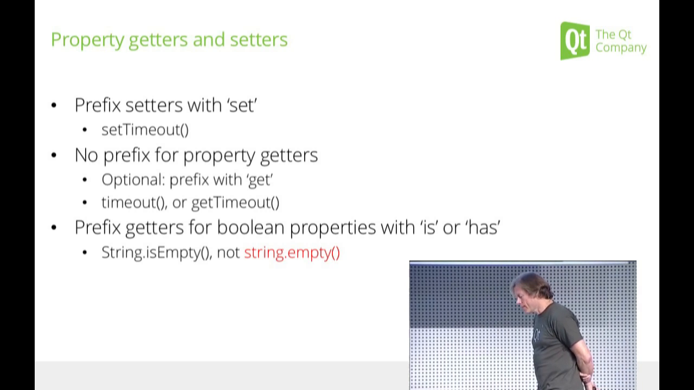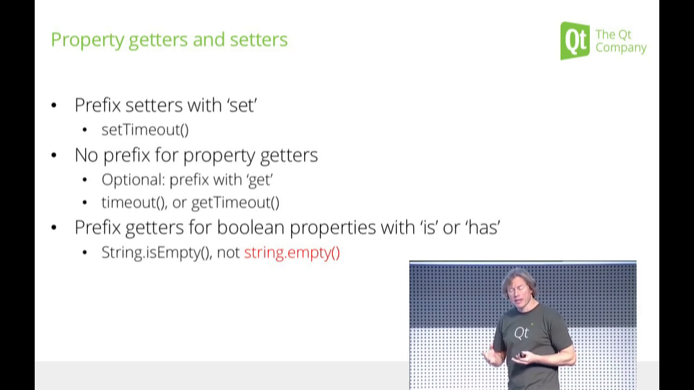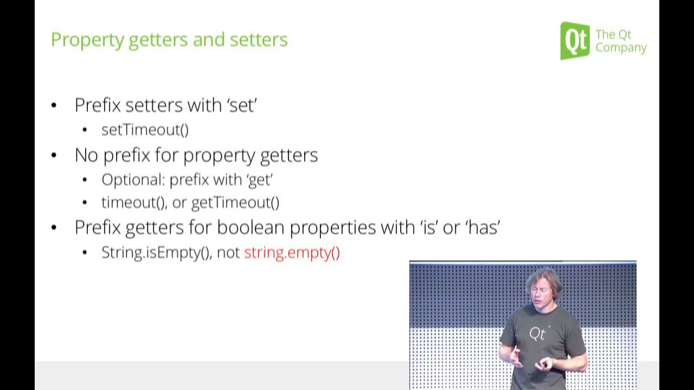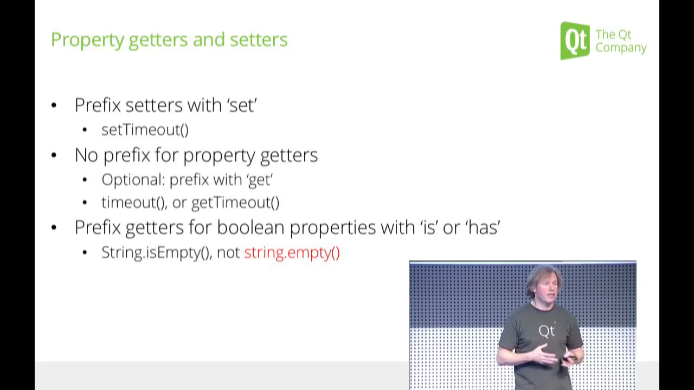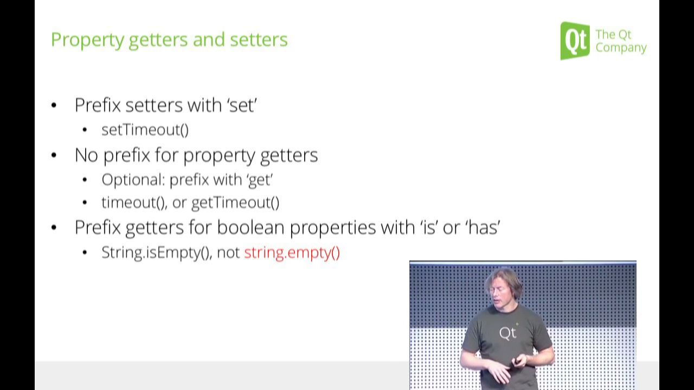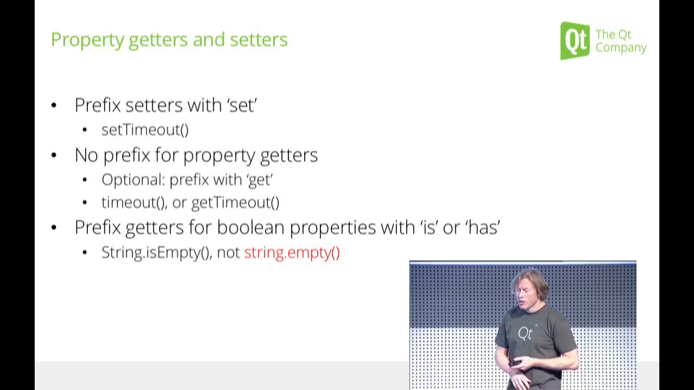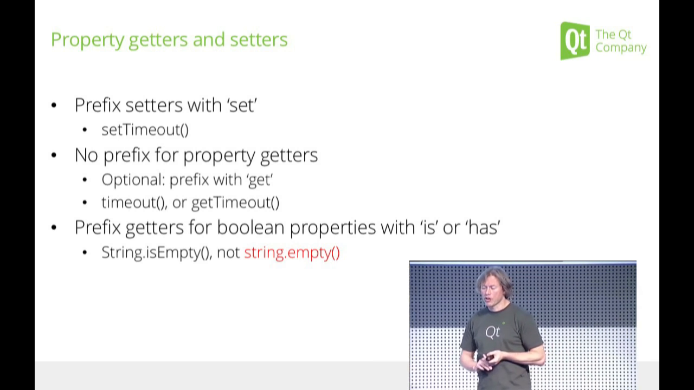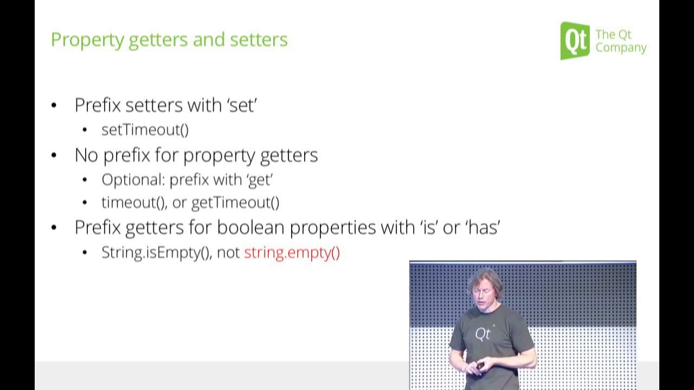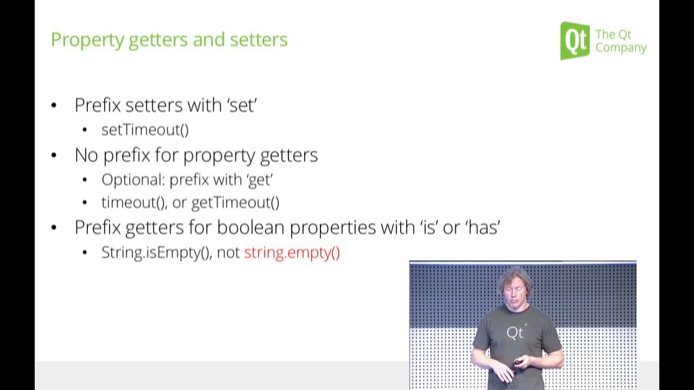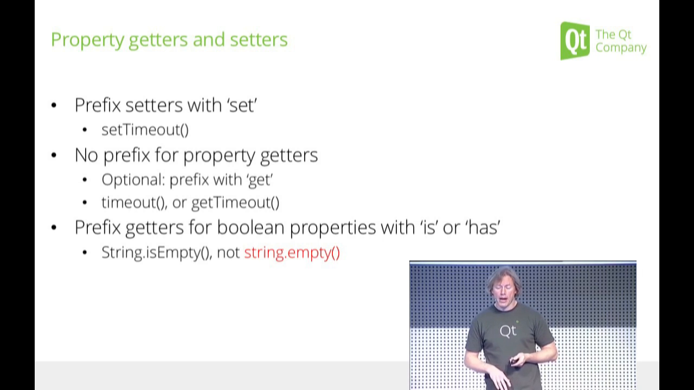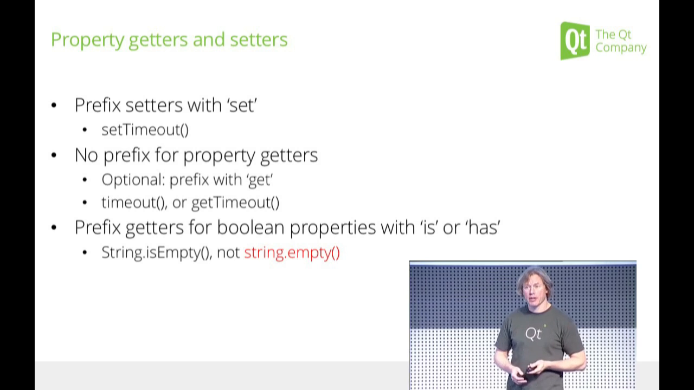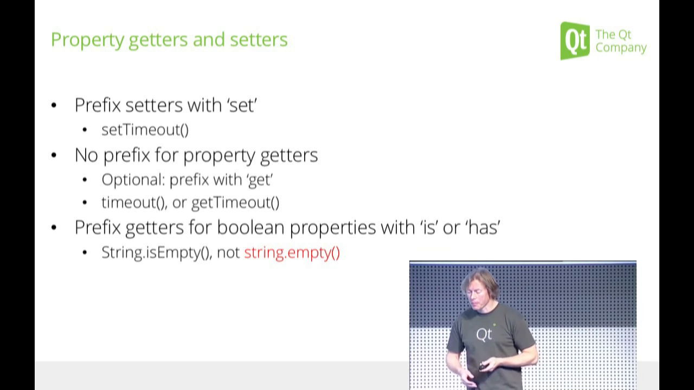Property getters and setters. I've talked about that. I like property-based APIs. So, how do you do them? Usually, prefix the setters with set. That's very easy. Everybody does that, like set timeout. In Qt, we're doing no prefix for the getters. Others, Java for example, always uses get as a prefix. That's up to what you like. I prefer without the get, but that's maybe just because it's less to type and it's just as clear.